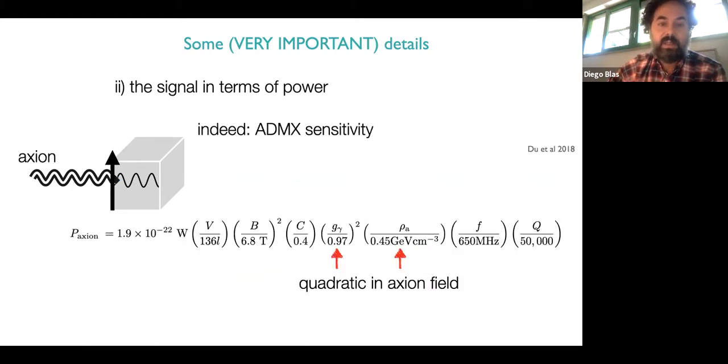In particular, if you look at ADMX sensitivity and you see the power in the axion, you have a look at these two factors here. This is g squared, so coupling squared, times rho_a. Rho_a is again field squared, so they are telling you that they are sensitive to the square of the initial axion field coming in. Which is again what I'm saying: this way of reading out the cavity is second order in the field.